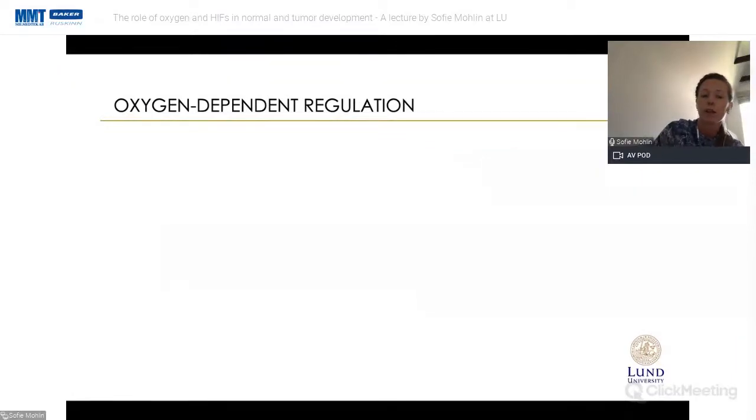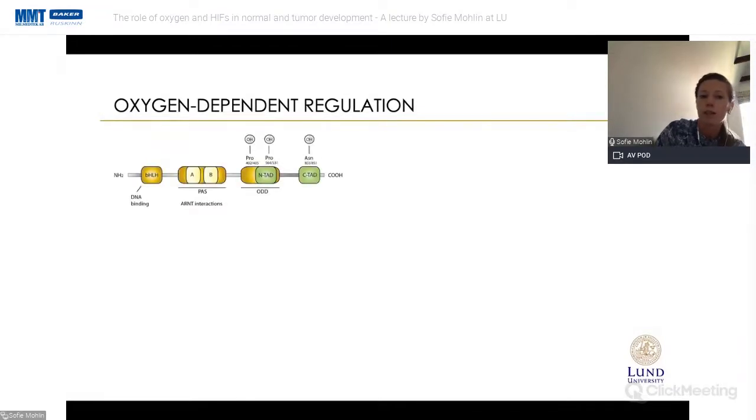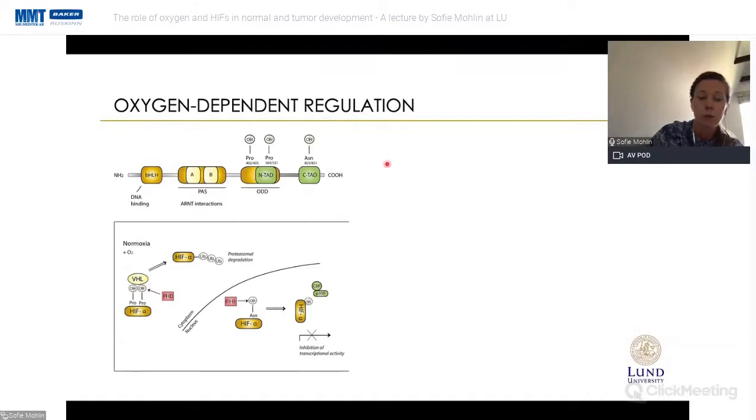So normally HIFs, and HIF2 alpha as well, are regulated oxygen dependently. This is the structure of HIF1 alpha and HIF2 alpha. I'm sure you all recognize them. And at normoxia, when there's oxygen present, this HIF alpha protein is hydroxylated at these specific proline residues. When it is, the von Hippel-Lindau protein binds, and this leads to proteasomal degradation of the HIF alpha protein.